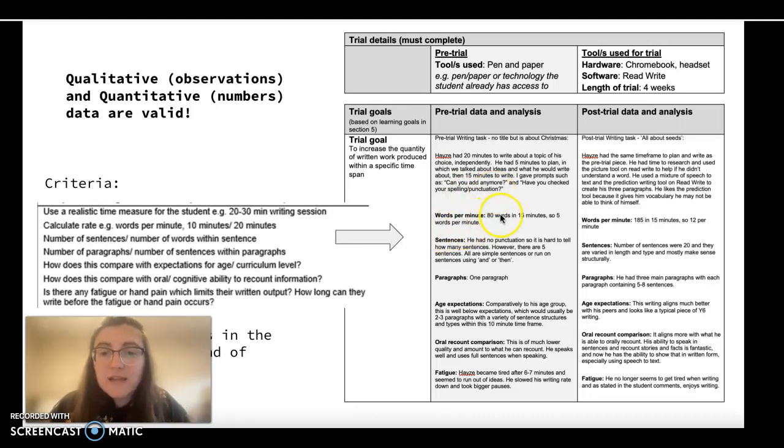And his words per minute, he did 80 words in 15 minutes, so he did 5 words a minute. Sentences, no punctuation, so it was hard to decide how many sentences, but there were about 5 sentences, and they were all simple or run-on. And there was 1 paragraph. Age expectations, so comparatively to his age group, this was well below expectations, which would usually be 2 to 3 paragraphs with a variety of sentence structures and types within that time frame.